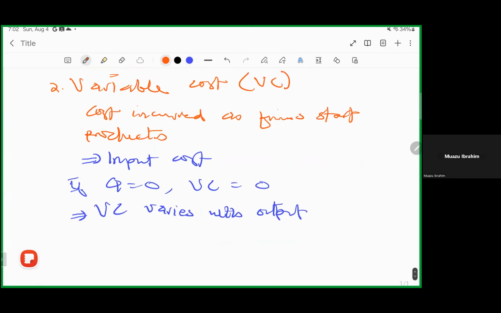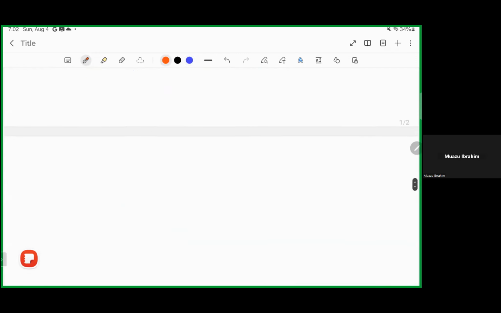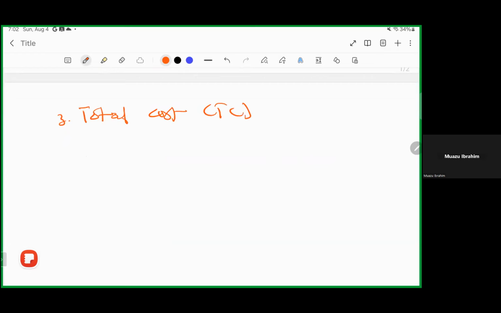Now, when you put these two together, you will get what is called the total cost. With the total cost, we are looking at the summation of your fixed costs and your variable costs.